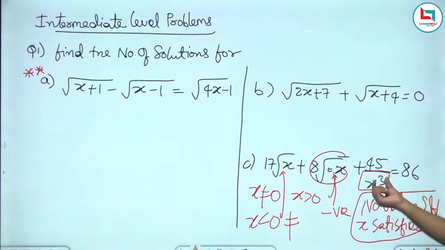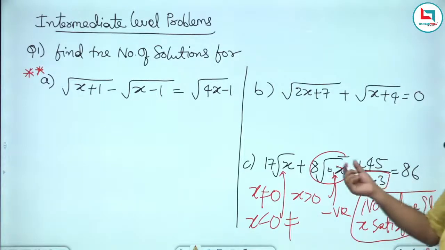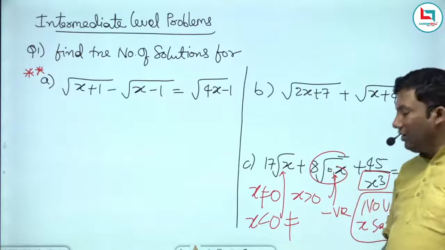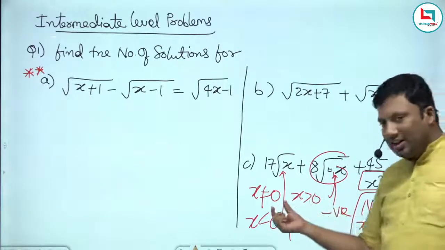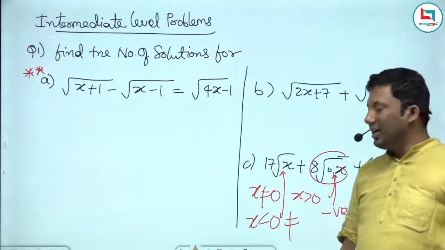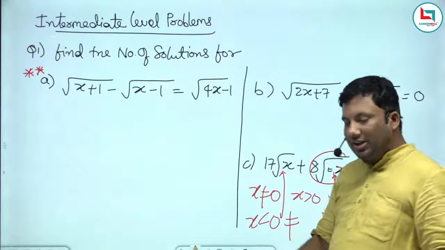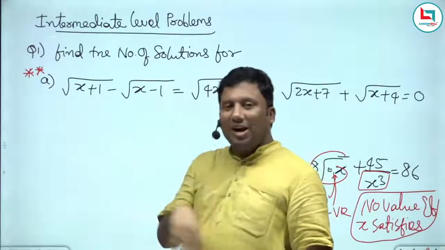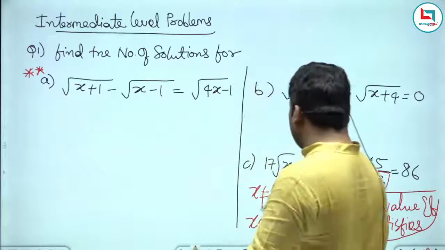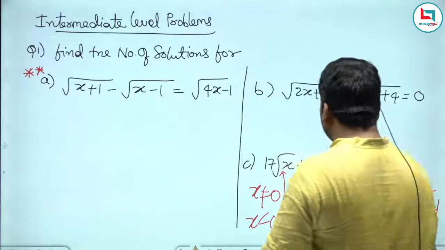X cannot be equivalent to 0. Why? Because x is there in the denominator. X cannot be positive because this will be under root negative, it is not possible. X less than 0, negative. Under root always takes a positive value. X cannot be greater than or equivalent to 0, and x cannot be less than or equivalent to 0. Three cases, it is not possible.